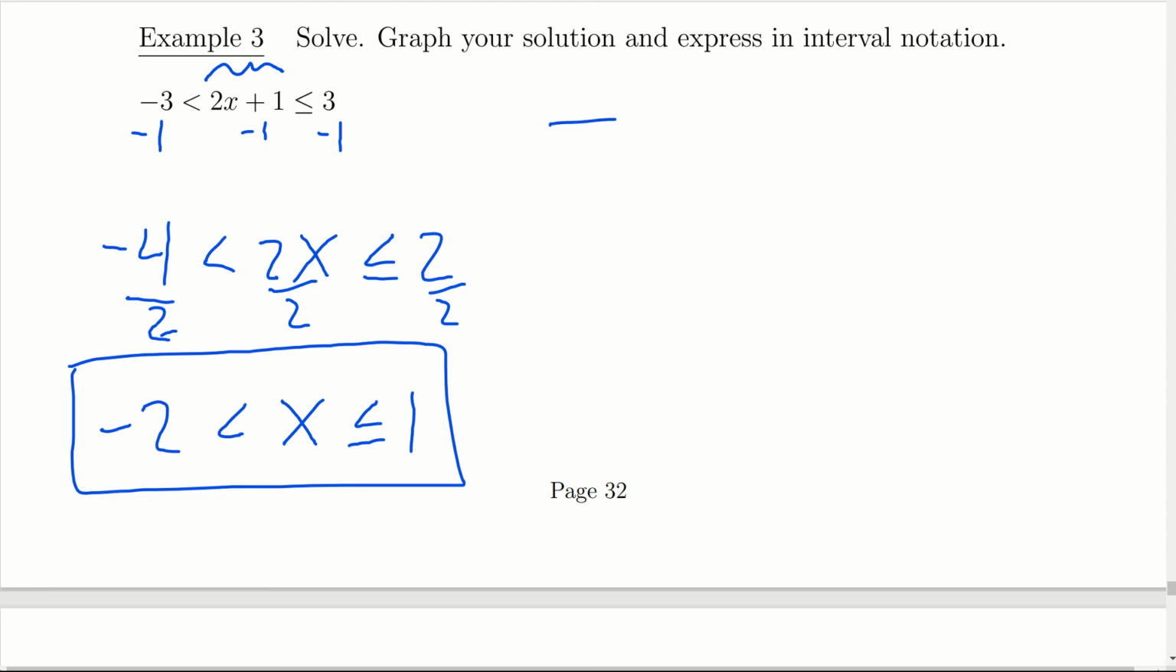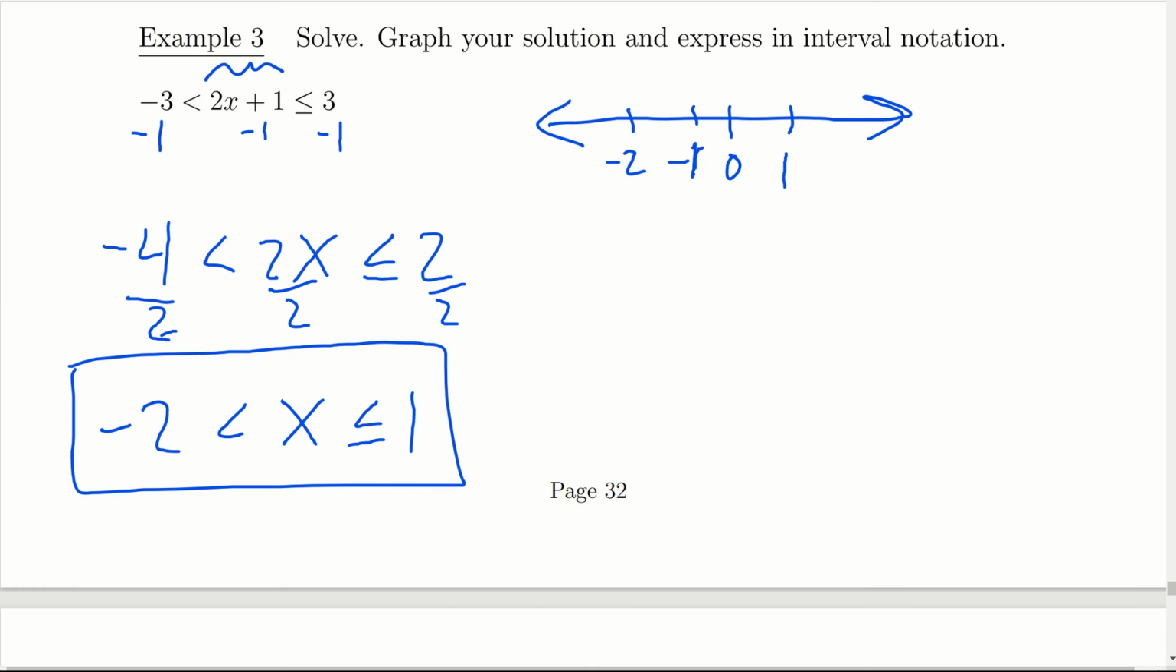To graph this, notice that we have two real numbers. So here's 0, negative 1, negative 2 would be here. Positive 1 would be over here. And if we look at how x is sandwiched in between, we're going to be shading the part of the real line that's in between those two numbers.